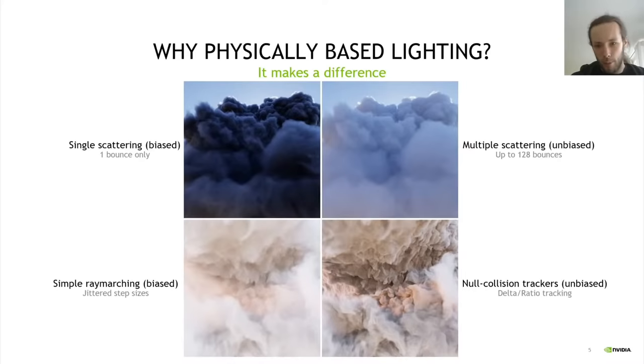As well, we need to take care about the integrators we choose. For example, if we use a simple ray marcher, even with jittered step sizes, we might miss some of the fine details of the cloud in this zoomed example here. Whereas if we rely on unbiased collision trackers, like null collision trackers, then we properly capture all the fine details and the contrasts around the cloud.